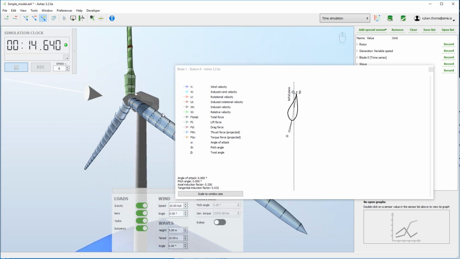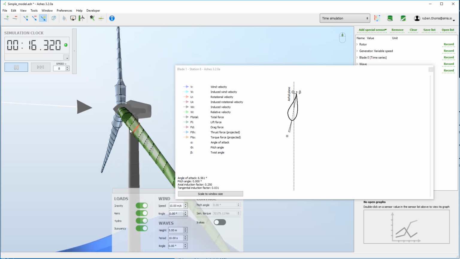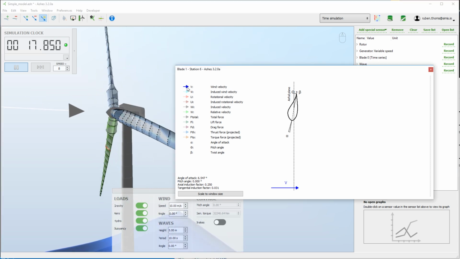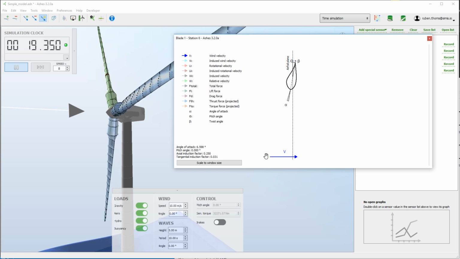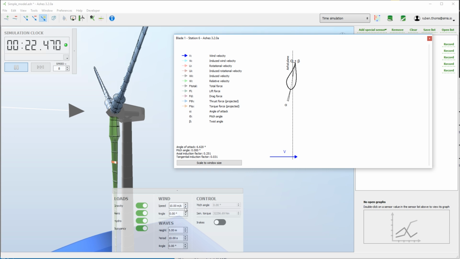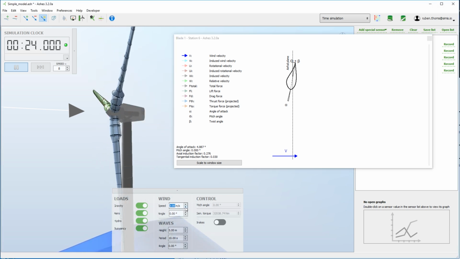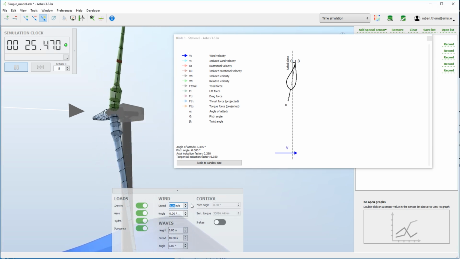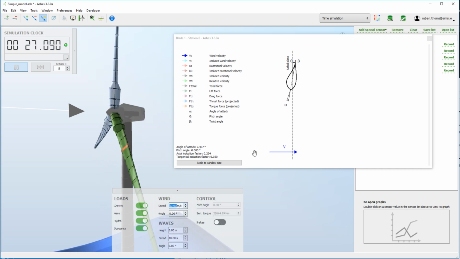Okay. So the first thing that we can have a look at is the wind velocity. If I click here, we see that the wind velocity is this arrow here. If I decrease the wind velocity, which I can do here, I see how this decreases also. And if I increase it, this increases again.